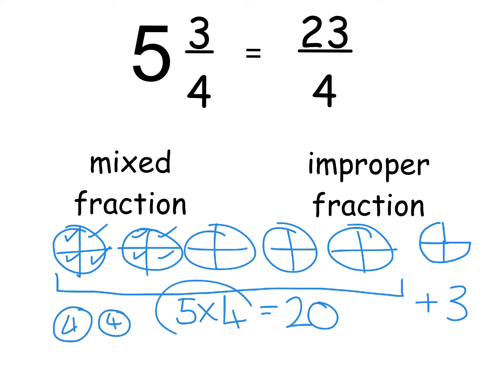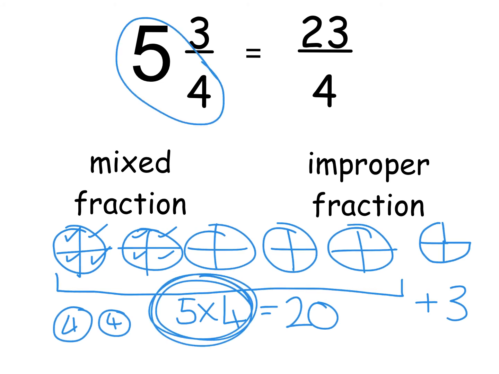Remember this sum we did? We did 5 times 4. Well, there's a 5 and there's a 4. So why don't we just do 5 times 4? So 5 times 4 would be your 20. And then we add on the 3.